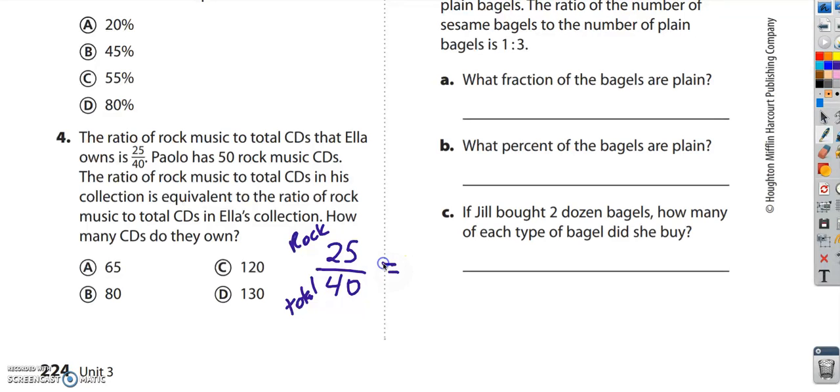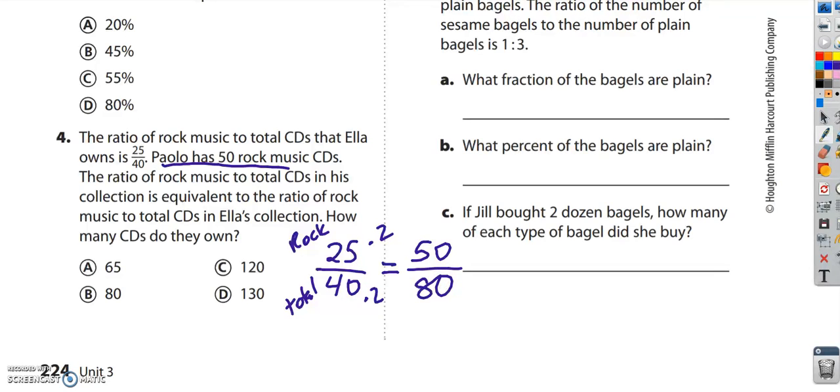Well, let's go ahead and write it this way. Equivalent means equal to, and it says that Paolo has 50 rock music CDs. So that's going to be the top term. And so what we don't know is how many total he has, but what we can do is figure that out pretty easily because the directions state that Ella's and Paolo's collections are equivalent. So what I can do here is I can simply double. 25 times 2, I would get 50. So I'm going to double down here. 40 times 2 would be 80.